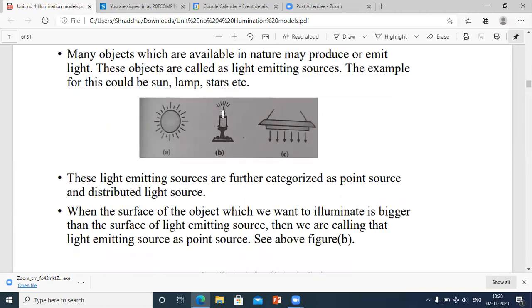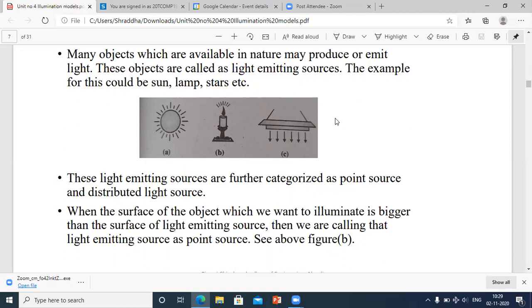So these light emitting sources are further categorized as point source and distributed light source. Point source means what? Producing light towards only a single point or to a concentrated point. And distributed light source means what? The light that is produced with the help of these light emitting sources can be in a distributed form, okay. When the surface of the object which we want to illuminate is bigger than the surface of light emitting source, then we are calling that light emitting source as a point source.